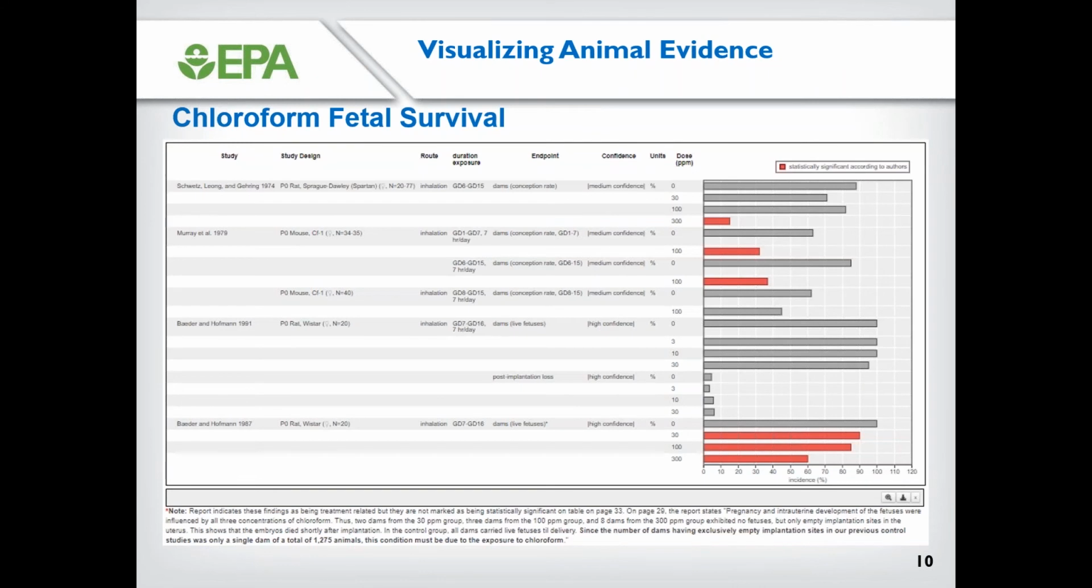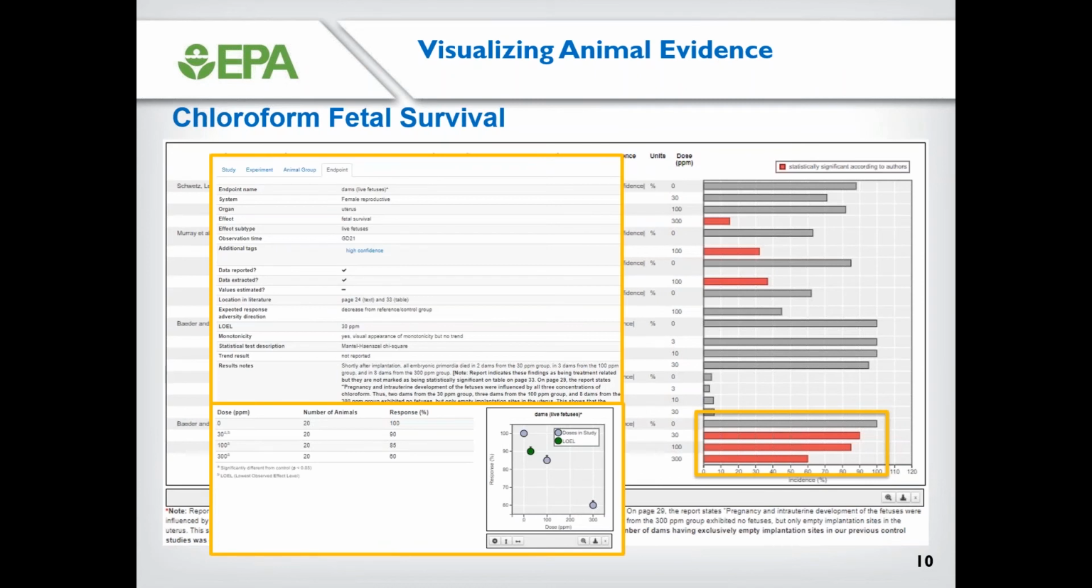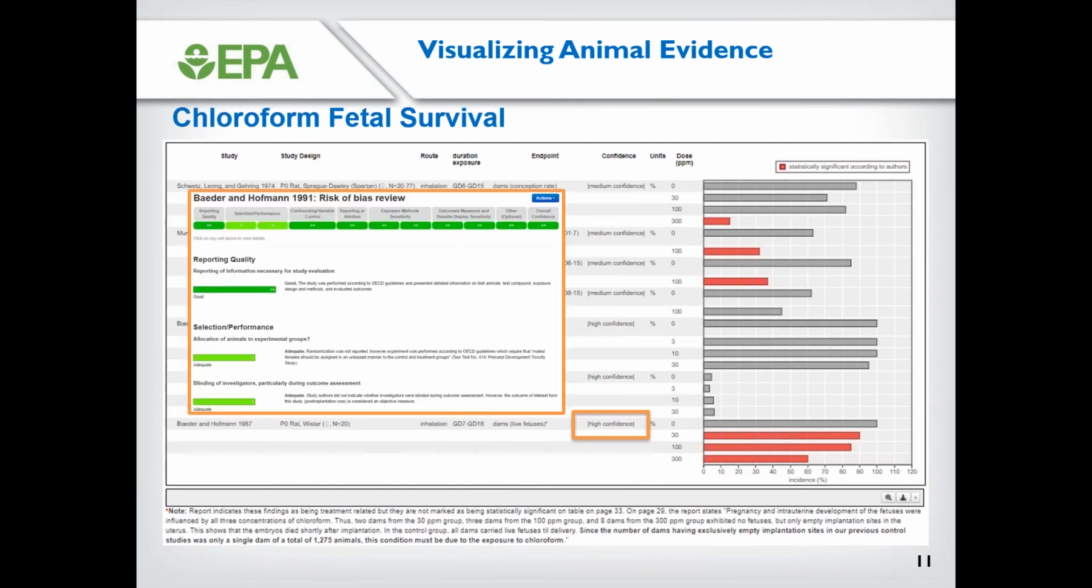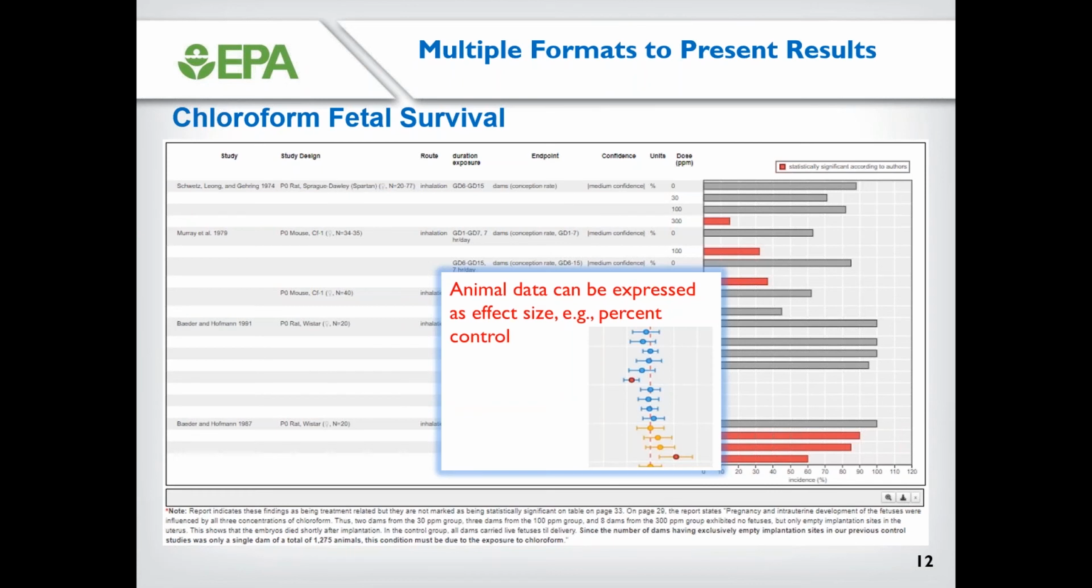Here's animal evidence, the same kind of thing. I can drill down a little bit here and see more about the details of the results and the methods. I can see more of the specifics, like the number of animals in a group and the effect level. I can see information about how the study was evaluated for study quality, including not just the rating but the rationale. Once you have it in this format, you can also display it in different ways, like an effect size format, so you can move away from just the NOAEL, LOAEL format.